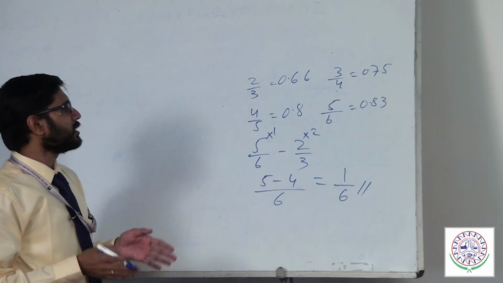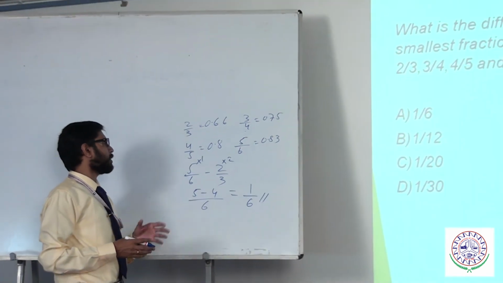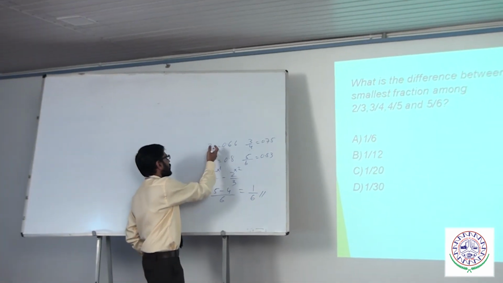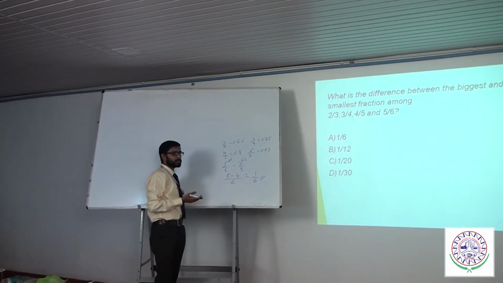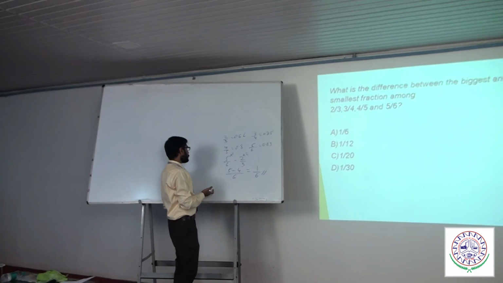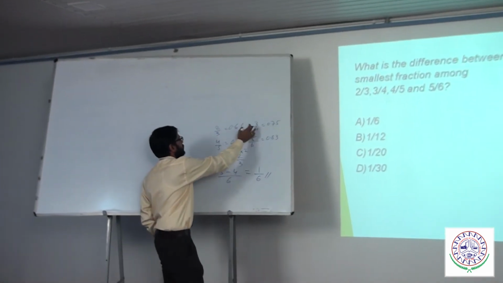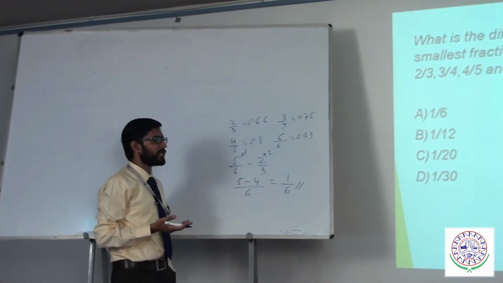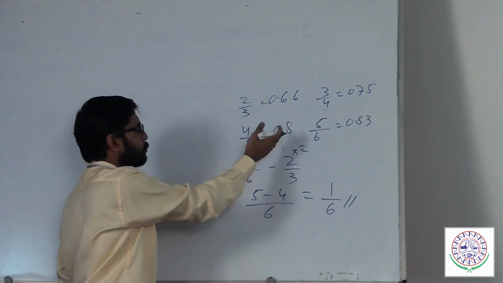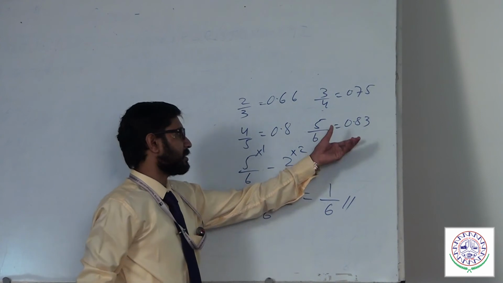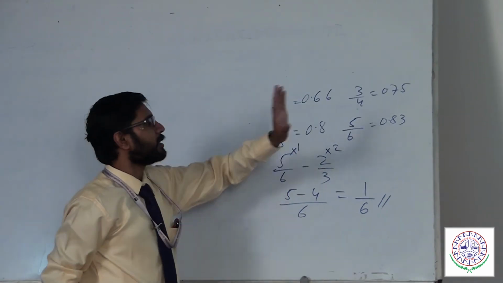These are very simple simplification questions. You just need to calculate it. Even if you are not able to do it, just put 0 here. 2 by 3 will be almost 0.6. 3 by 4: 1 by 4 we know is 0.25, so 3 by 4 will be 0.75. 4 by 5 is 0.8 and 5 by 6 is 0.83. If you do this, your entire part is over.